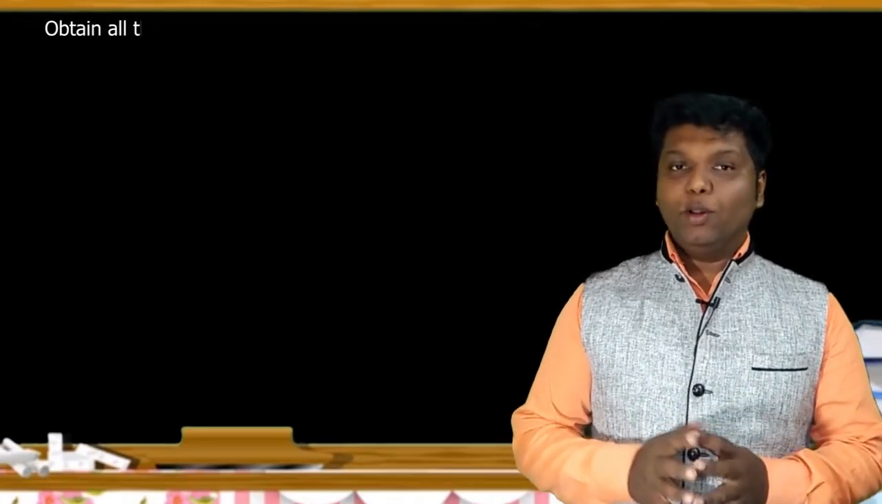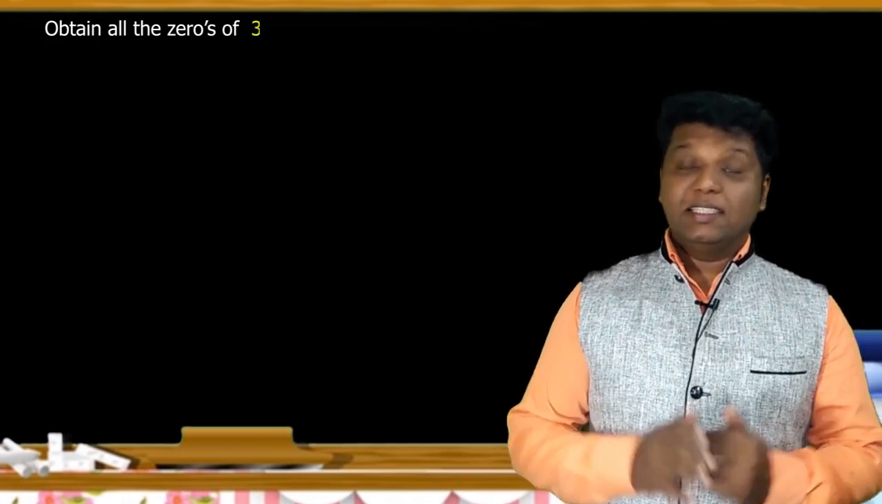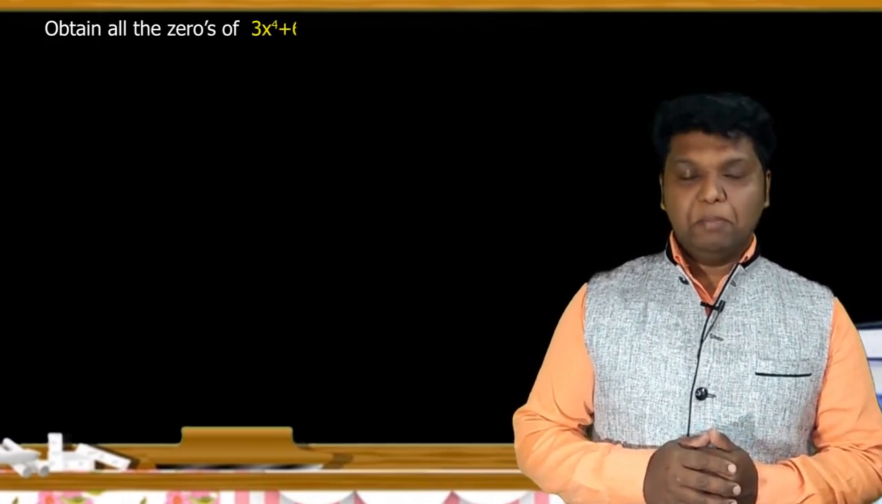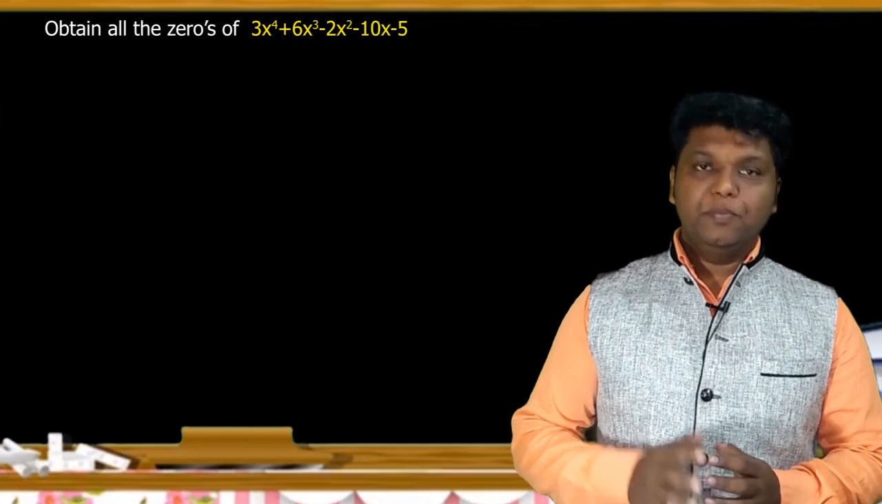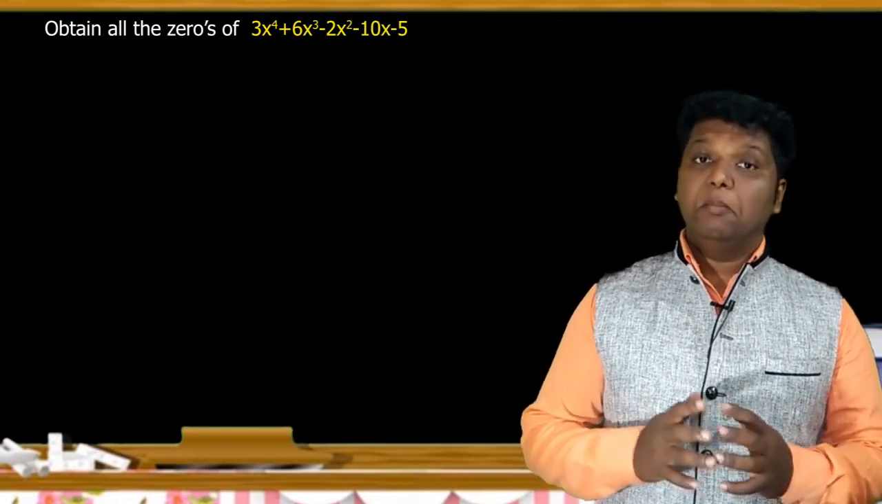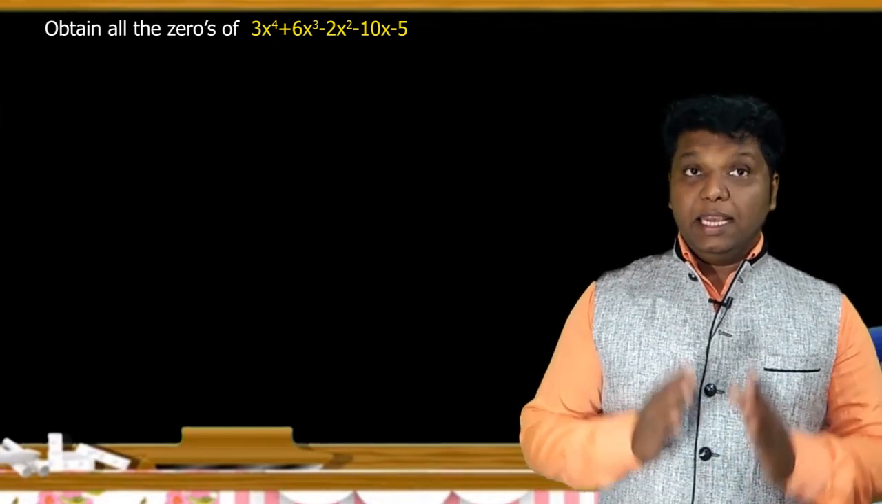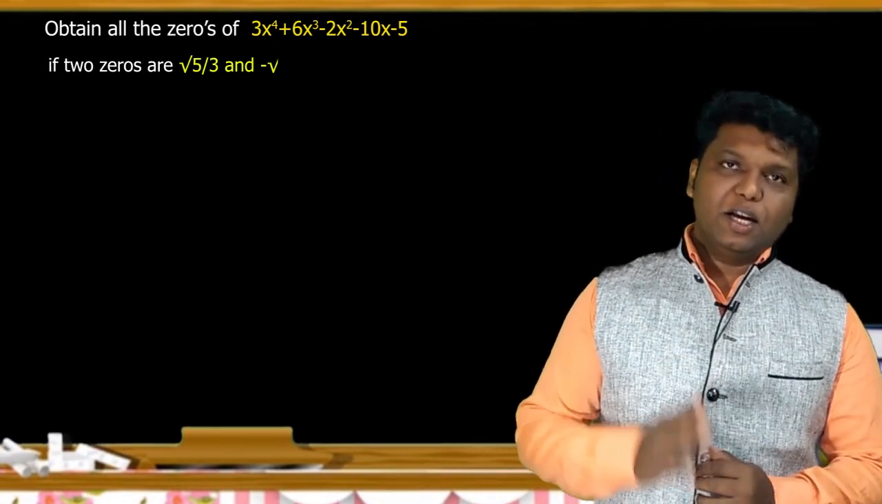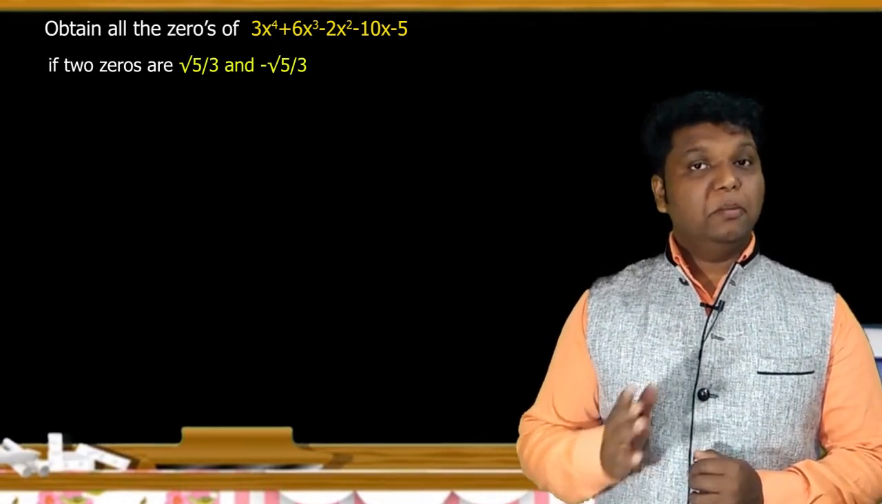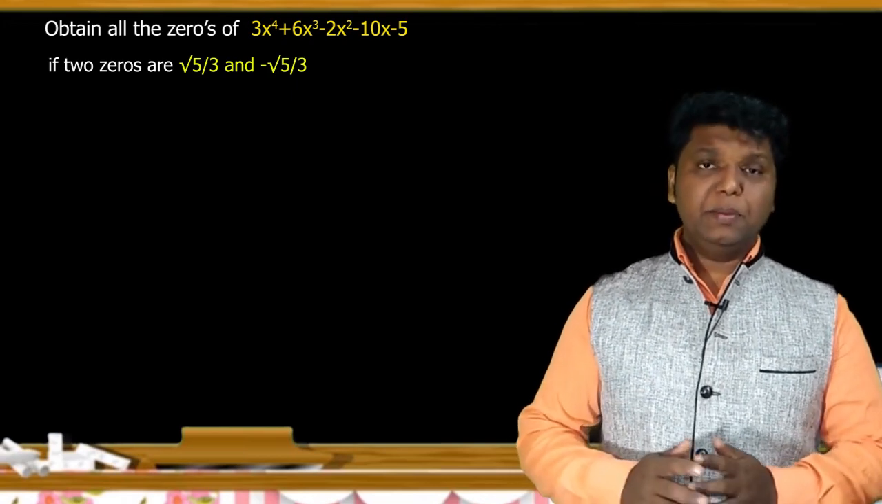Let's go to the next question. Obtain all the zeros of 3x raised to 4 plus 6x cube minus 2x square minus 10x minus 5, if two zeros are root 5 by 3 and minus root 5 by 3.